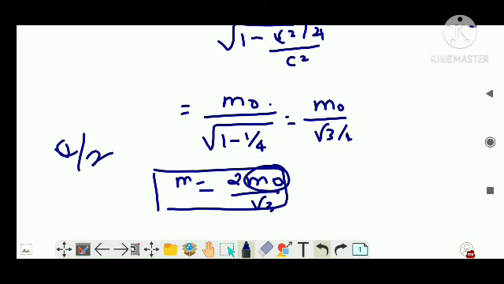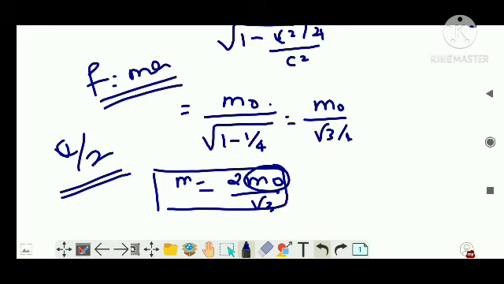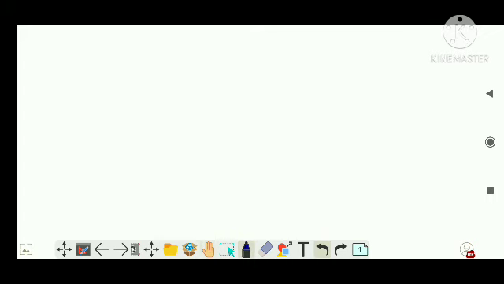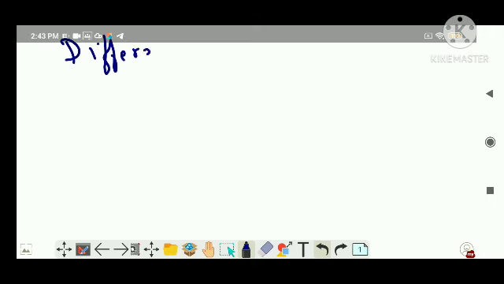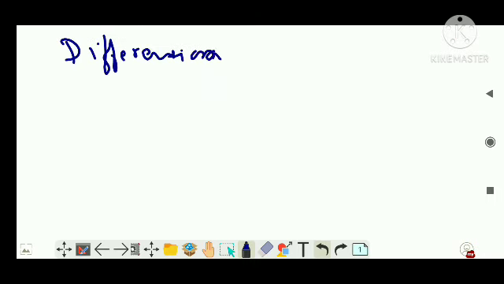So I can say that when an object is moving, its mass can change. So I can never use force equal to ma in this condition, because here the mass is changing. There is a change in mass as well as velocity. So how can I remove this confusion? That's why it is best to use the differential form of Newton's second law.